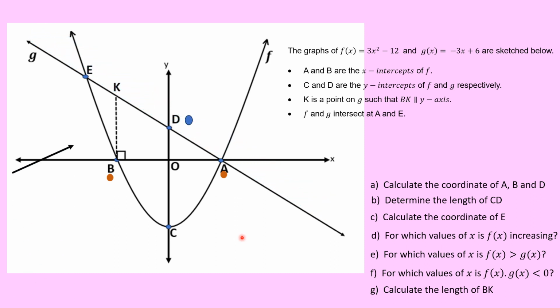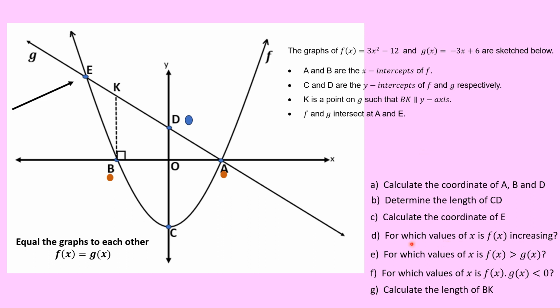Then they ask you the point of intersection. The E over there is the point of intersection, so that's where the two graphs are equal to each other. So you equate them, you find the x value, then you plug it again into one of your equations to find the corresponding y value for E.